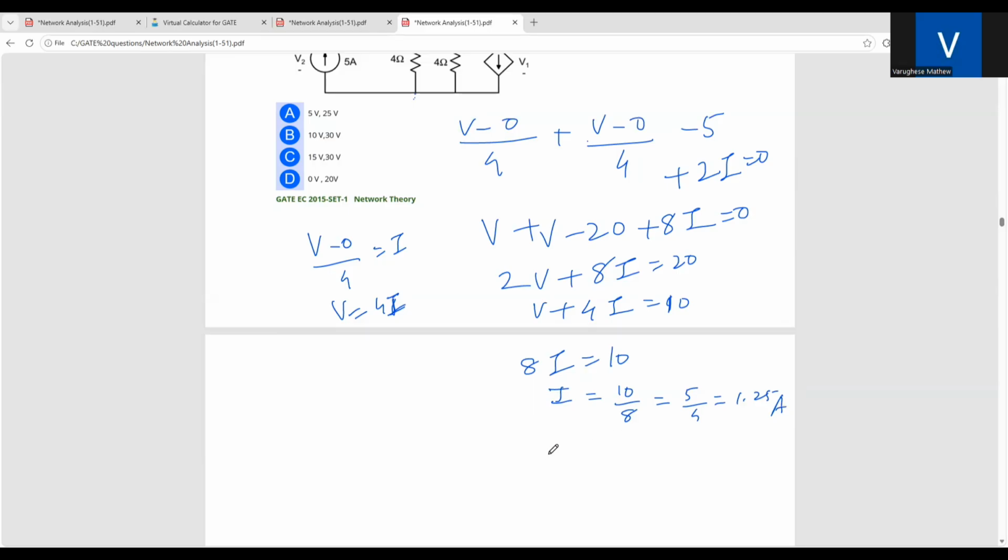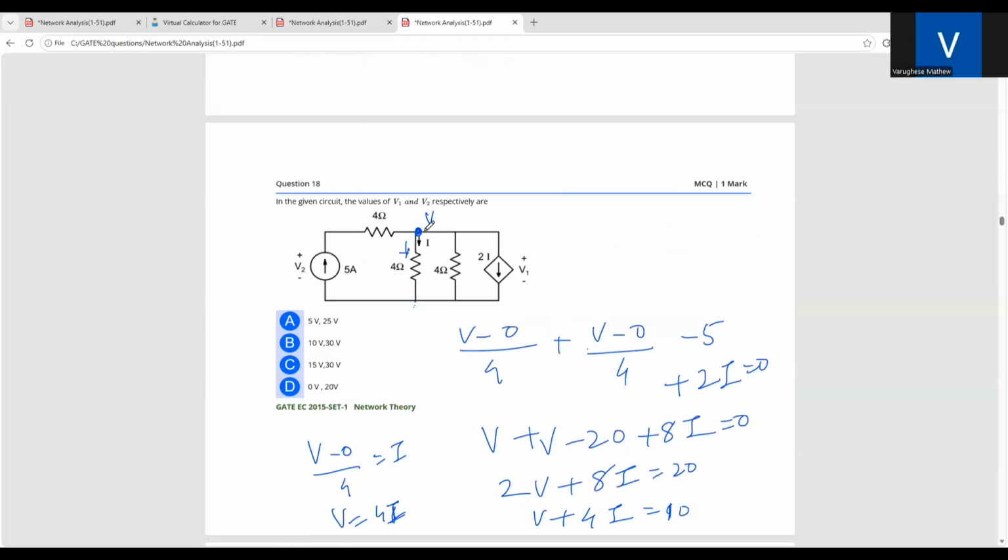You are asked to find out what is V1 and V2. V2 is this voltage. This voltage is V1. So V1 is same as V. This is also V. What is V? 4I. I is 1.25, 5 by 4. 4 into 5 by 4 is 5. V1 is 5 volt.